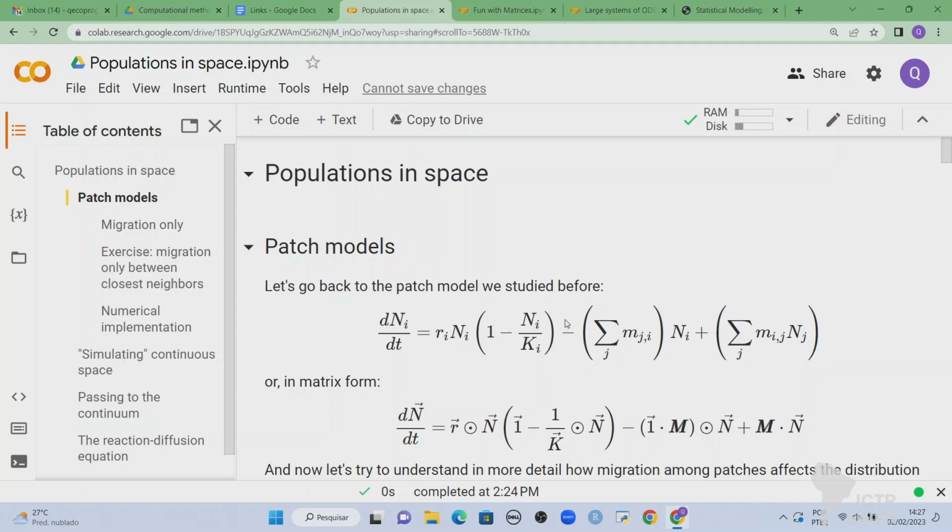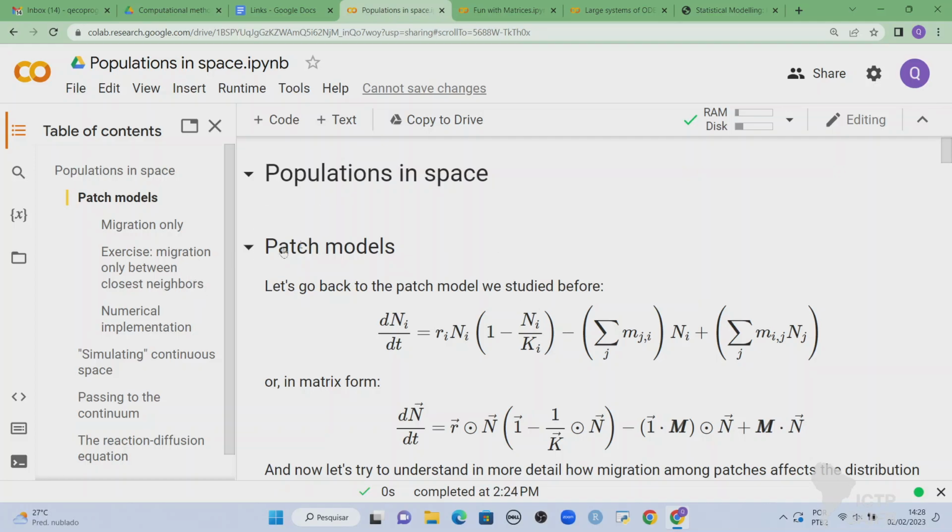So the first thing we can understand is that in that case, the total population is going to remain constant. If I have an initial condition with some total number of individuals, they are only going to move around. They're not going to die, and they're not going to reproduce. So they are going to stay at a constant value, but their distribution among the patches is going to change due to migration.